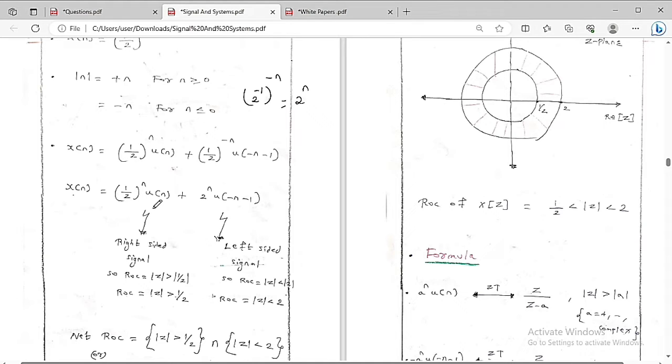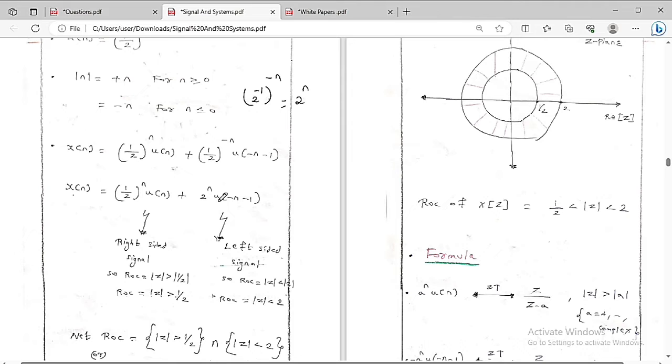So u(n) we can say is a right-sided signal, because the signal is equal to 0 for n less than 0. So we can say this is a right-sided signal. So what is the ROC? As I already told you, for a to the power of n into u(n), the ROC is mod z greater than mod a. Mod of half is nothing but half. So ROC is equal to mod z greater than half.